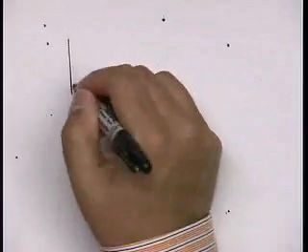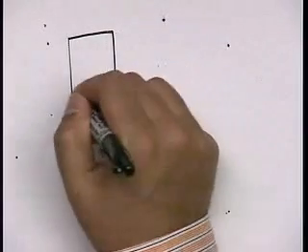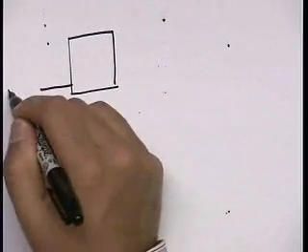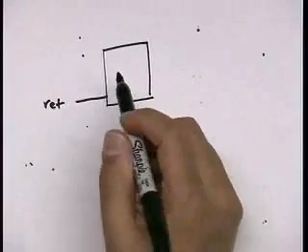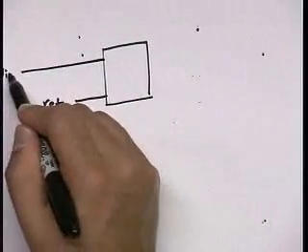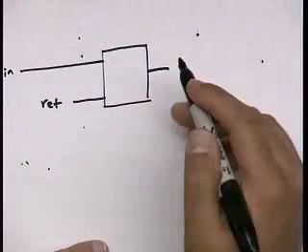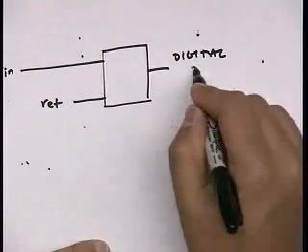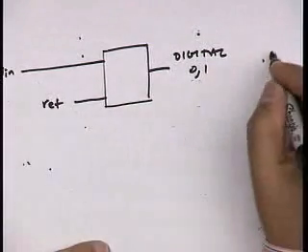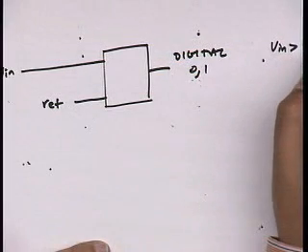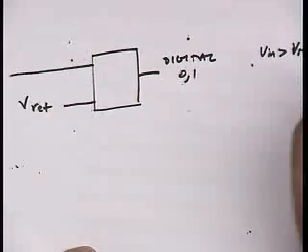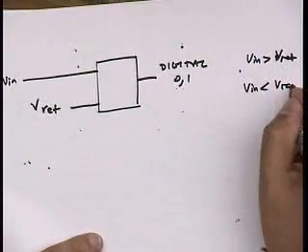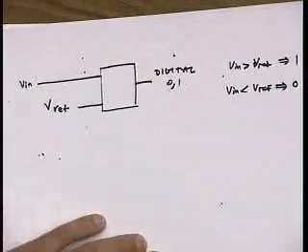I want a circuit that has, let's say, three inputs, or two inputs. Let's say one input is a reference level. The other input is the input signal. And I want the output to be kind of a digital output. In other words, if Vin is bigger than Vref, then the output should be equal to 1. If Vin is less than Vref, the output should be 0.